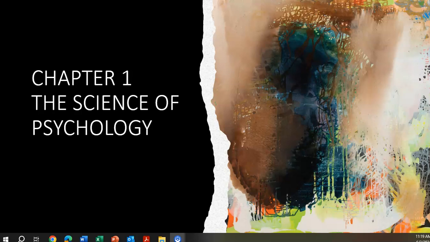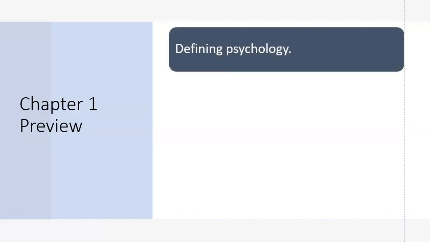This video will cover part 1 of chapter 1, the science of psychology, for PSY 110S, the psychological sciences. In this chapter, what we'll be covering is first, defining what psychology is, because there are a lot of misconceptions and assumptions that we tend to make based on our cultural background of what psychology is, what people who study psychology study, and what they do with their time as professionals.